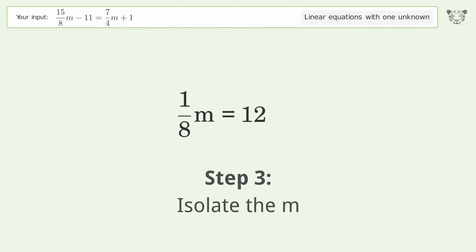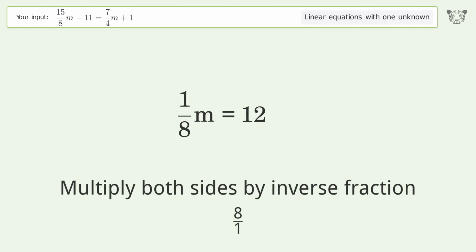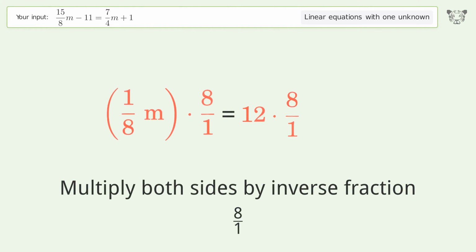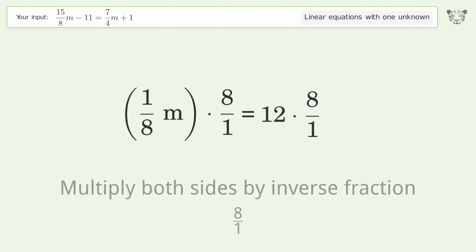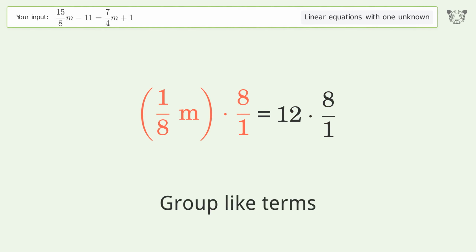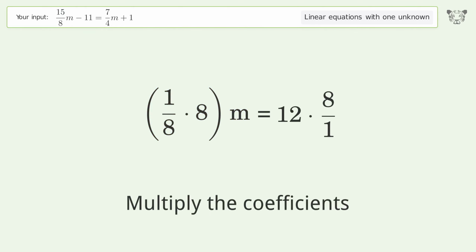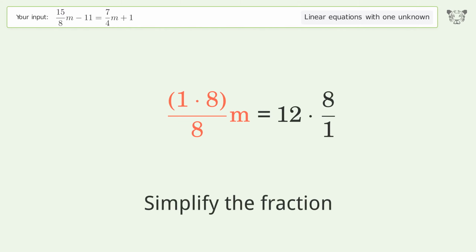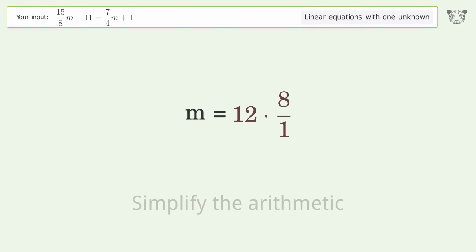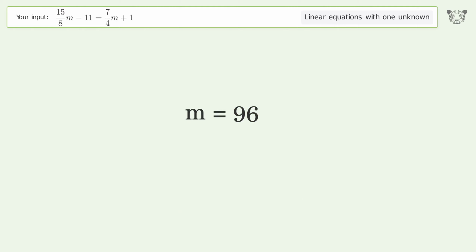Isolate the m. Multiply both sides by inverse fraction 8/1. Group like terms. Multiply the coefficients. Simplify the fraction. Simplify the arithmetic. And so the final result is m equals 96.